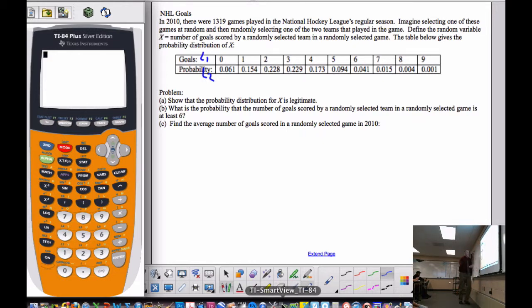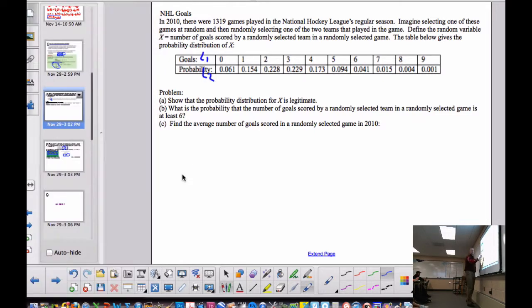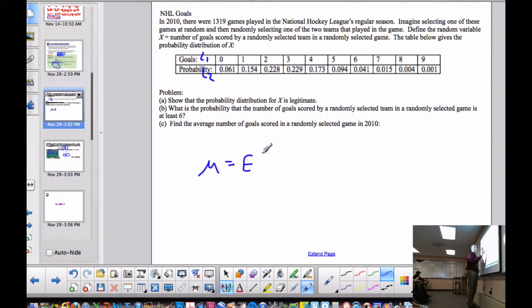Okay? I've already got it in there. Stat, edit. We got them in there. List 1, list 2, we got them good to go. How do we find the expected payoff of X? List 1 times list 2, right? This times this. And that'll give me everything multiplied: this multiplied, and this multiplied, and this multiplied, and this multiplied.